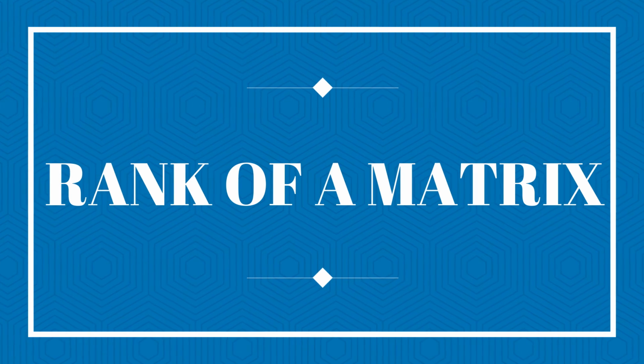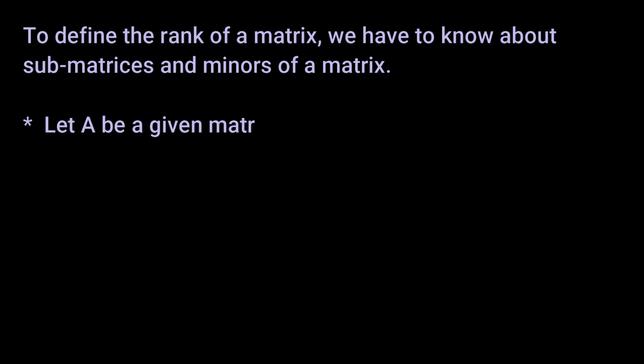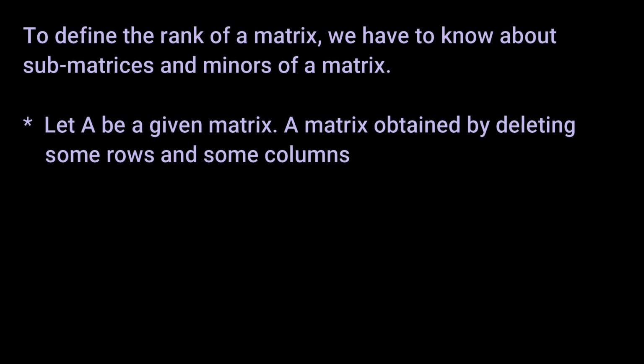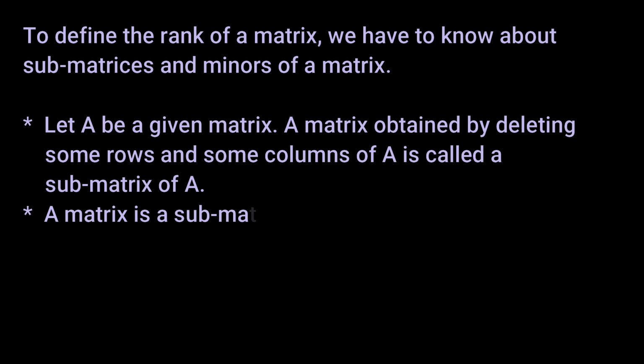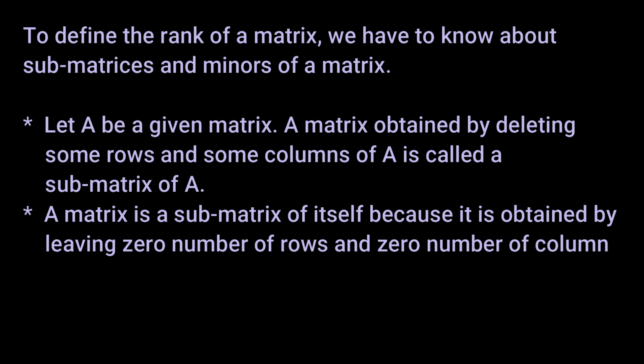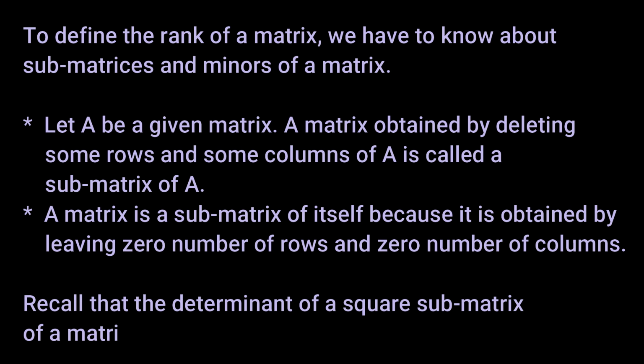Next, let me see the rank of a matrix. To define the rank of a matrix, we have to know about submatrices and minors of a matrix. Let A be a given matrix. A matrix obtained by deleting some rows and some columns of A is called a submatrix of A. A matrix is a submatrix of itself because it is obtained by leaving zero number of rows and zero number of columns. Recall, the determinant of a square submatrix of a matrix is called a minor of the matrix.